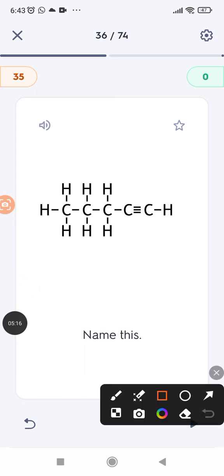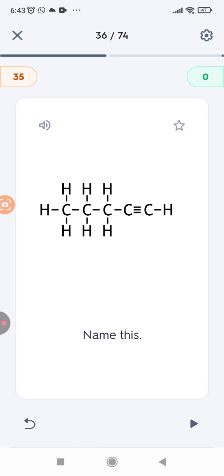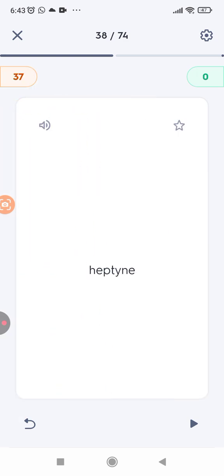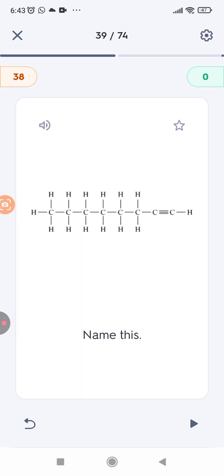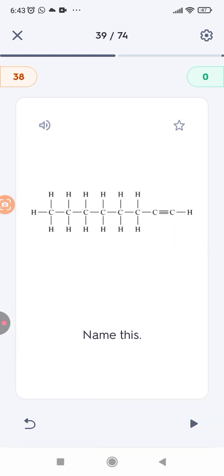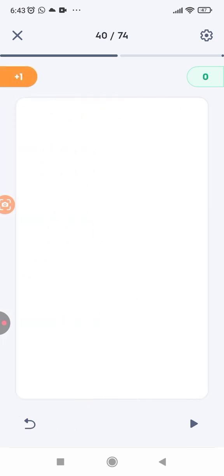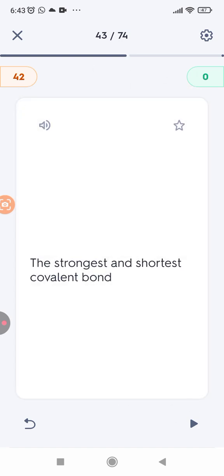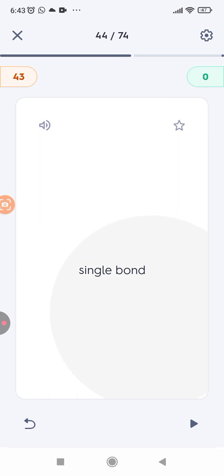Here we can see the structural formula of pentyne. This one. And hexyne, number of carbon atoms 6, heptyne, number of carbon atoms 7, octyne. Here we can see number of carbon atoms is 8, and presence of a triple bond, so it is called octyne. Nonyne, decyne, and now next we come to the record: triple bond, the strongest and shortest covalent bond; single bond, the weakest and longest covalent bond. Methane, molecular formula of methane.